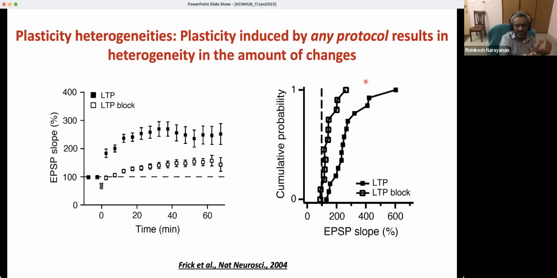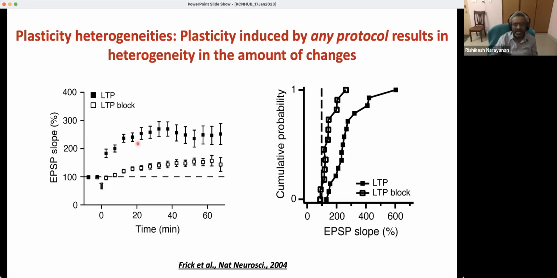Right? So if you look at heterogeneities, they are not limited only to basic properties. They also manifest in the amount of plasticity introduced by any protocol. It doesn't matter what LTP protocol, what plasticity protocol, what intrinsic plasticity protocol you use, there is always a heterogeneity that is observed. Typically, you would observe LTP experiments being reported like this, where you have a baseline, you give the protocol, and under baseline conditions you have around 250% LTP. And when you block certain receptors, let's say the NMDA receptor or whatever that is, you see a reduction in the amount of plasticity, basically.